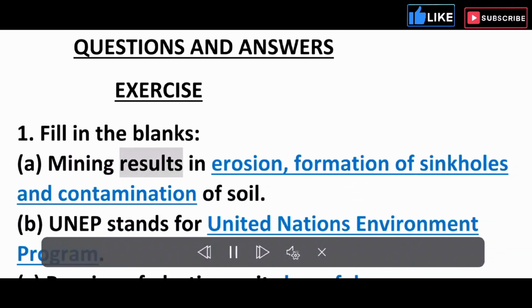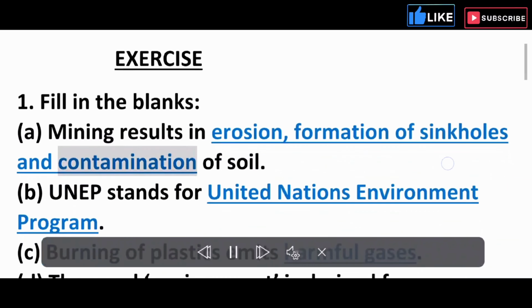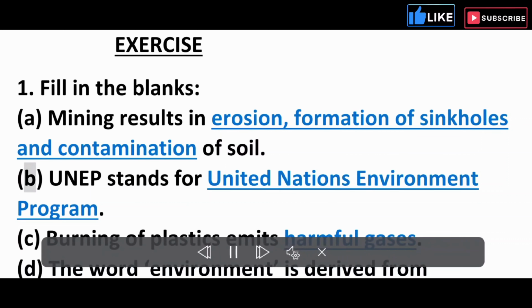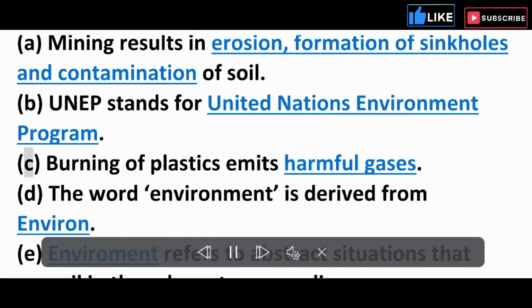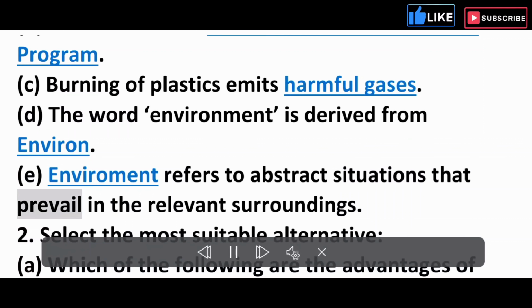A. Mining results in erosion, formation of sinkholes and contamination of soil. B. UNEP stands for United Nations Environment Programme. C. Burning of plastics emits harmful gases. D. The word environment is derived from environ. E. Environment refers to abstract situations that prevail in the relevant surroundings.